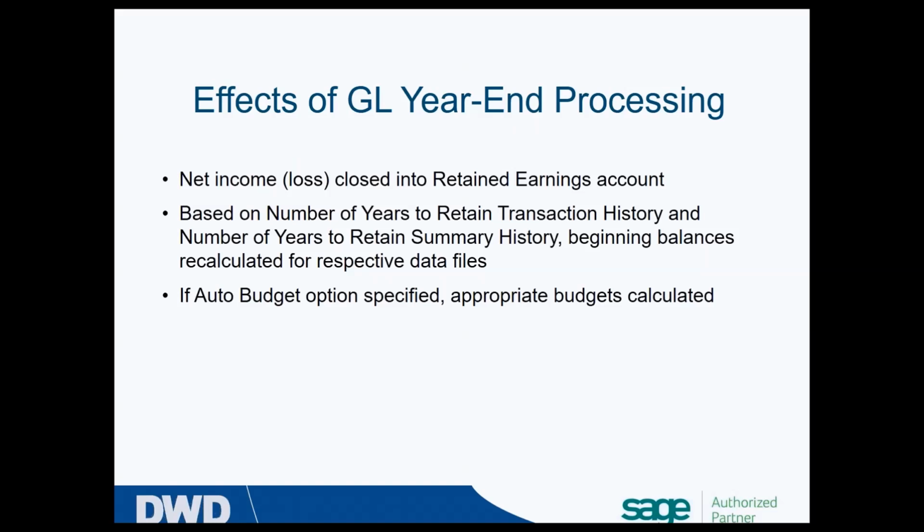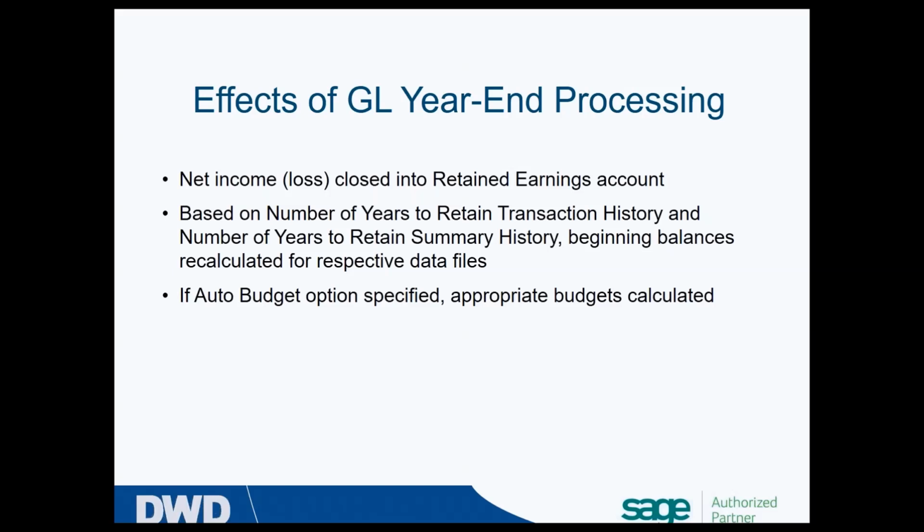And then finally, some things that happen, especially with the GL year-end process, your net income or loss closes into your retained earnings account. And then based on your number of years to retain various histories, you'll get some summaries recalculated, beginning balances, and some transactional information might start summarizing, and the details no longer necessarily being available. And then if you're doing your auto budgeting, those will actually recalculate for you.